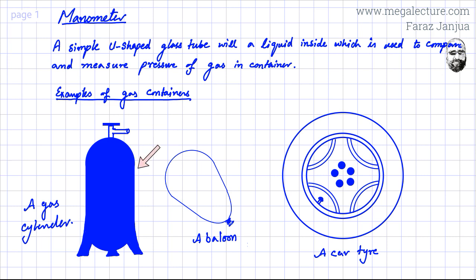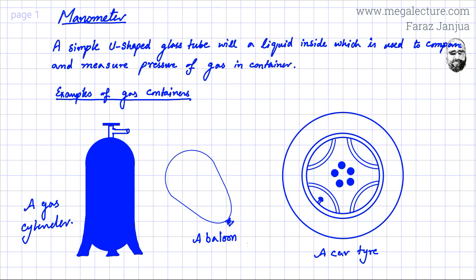Some containers have very high pressure gas. For example, this tire. It has a large pressure, so if you let the air come out, it will come out with huge pressure. These balloons have comparatively lesser pressure. They have a mediocre pressure, more than a balloon but less than the pressure in a car tire.